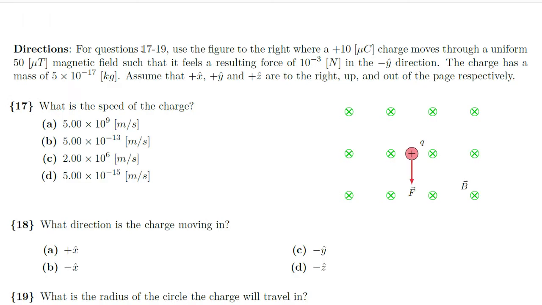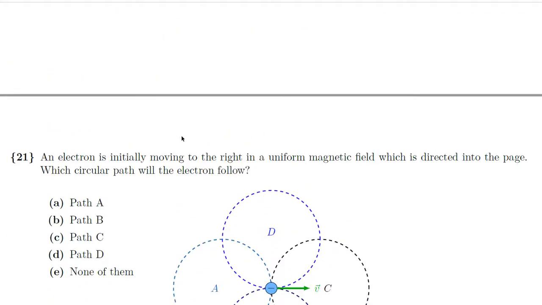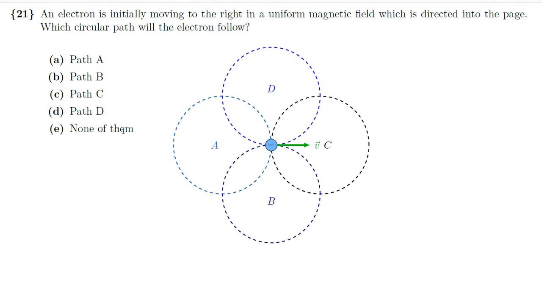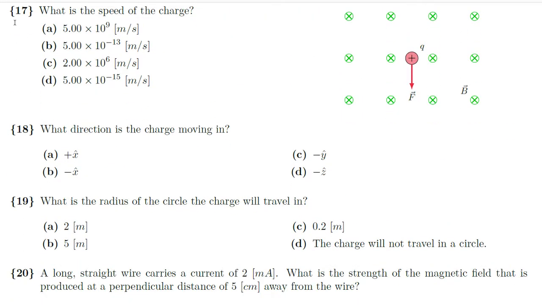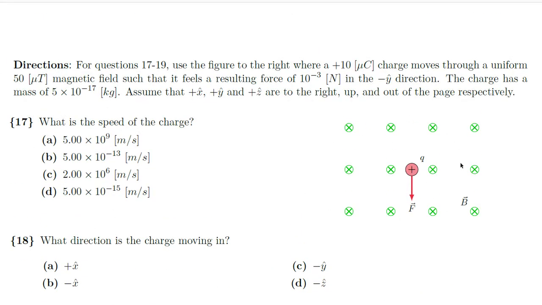So the remaining questions here, actually there's 21. I forgot there was a 21, but it's pretty simple. Okay, 17, 18, 19 all use this figure right here. For 17 through 19, a 10 microcoulomb charge moves through a uniform 50 microtesla magnetic field, which you can see in this diagram has a bunch of X's, which you should recognize as a vector notation. That means it's pointing into the page. So the magnetic field points into the page everywhere.